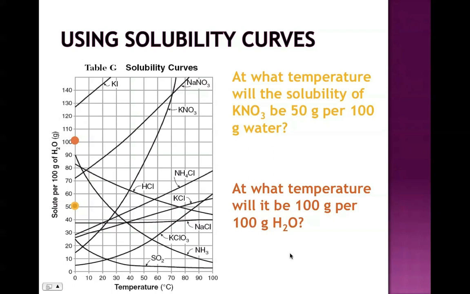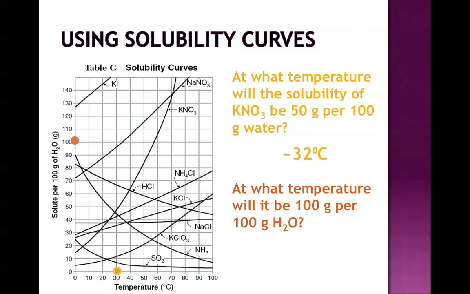All right, so now this is one where we're asked at what temperature the solubility of potassium nitrate will be 50 grams per 100 grams of water. So what is my temperature that this would be saturated at? I would start at my y-axis, move across to the line, and then go down to my x-axis to find out the temperature, and I would get about 32 degrees Celsius.